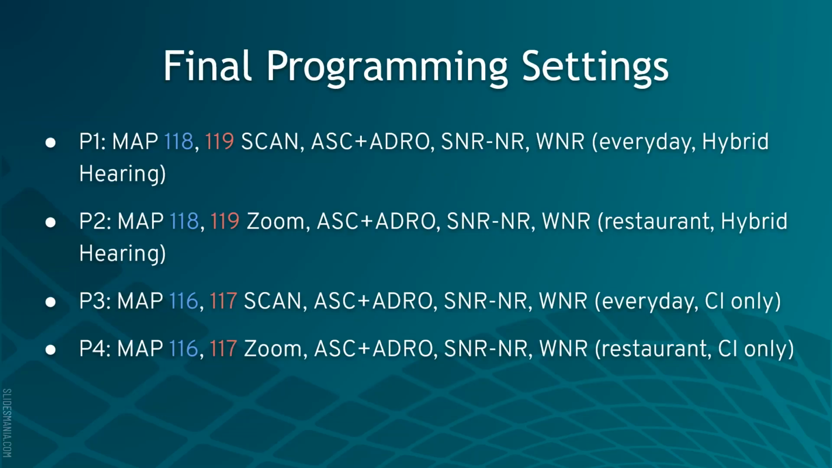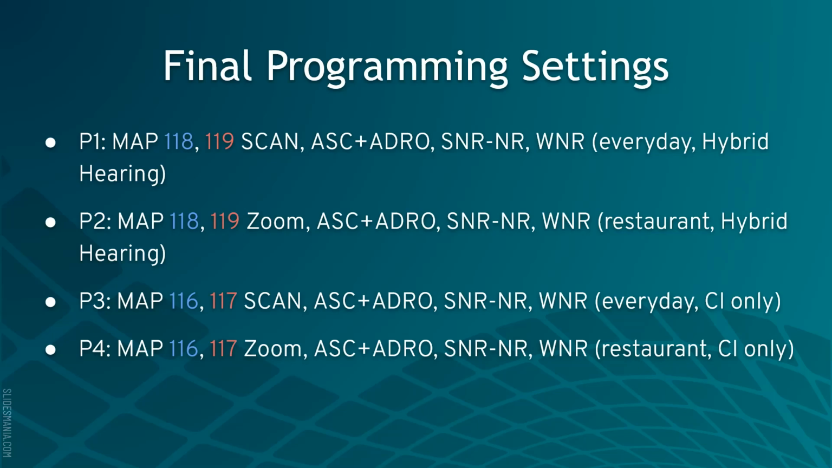So the final programming settings. Program 1 and Program 2 were the same on both processors. So it was map 118 on the left, map 119 on the right. Program 1 was SCAN with all the typical Zoom, ADRO, wind noise reduction, all that. We call that one the everyday program, with the hybrid hearing component active. Program 2 was all the same, but we used Zoom, so the forward-facing CI microphone array, and we called that one Restaurant, but we had all those sort of noise reduction components still active.